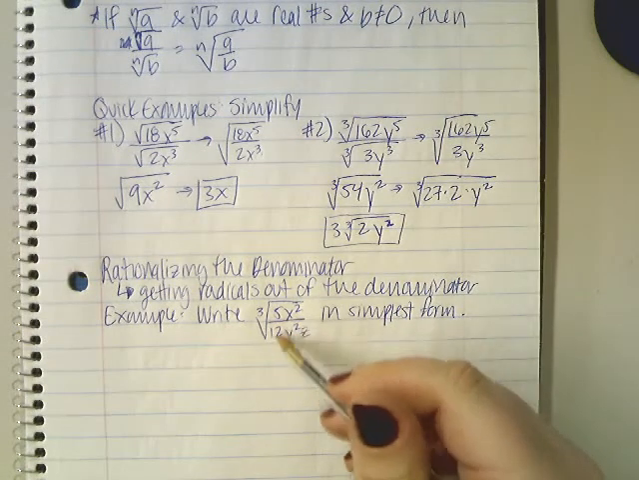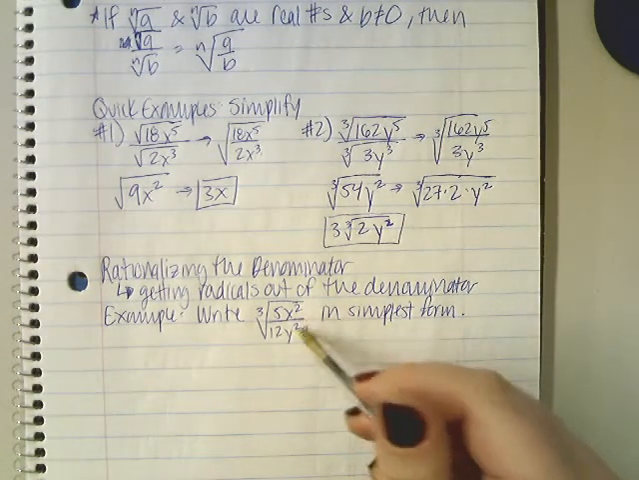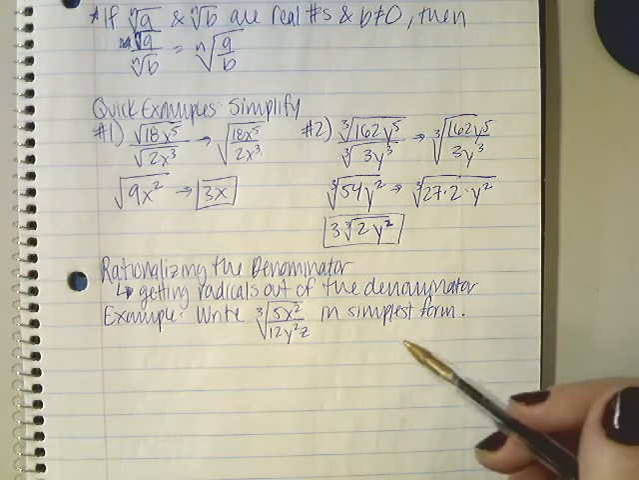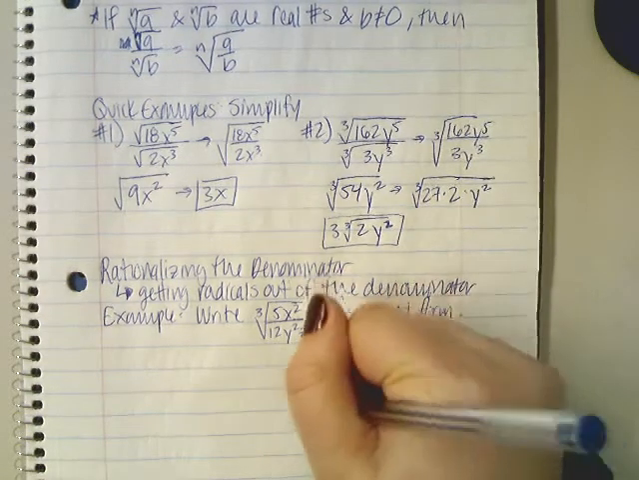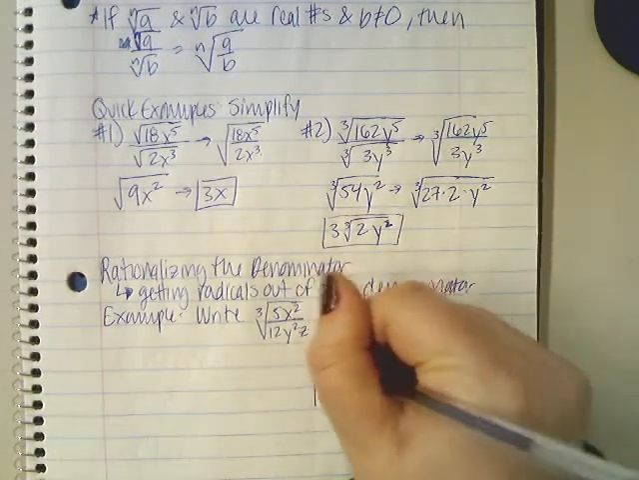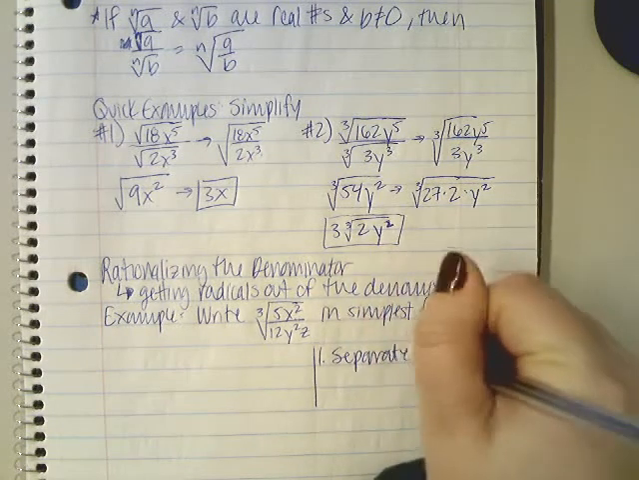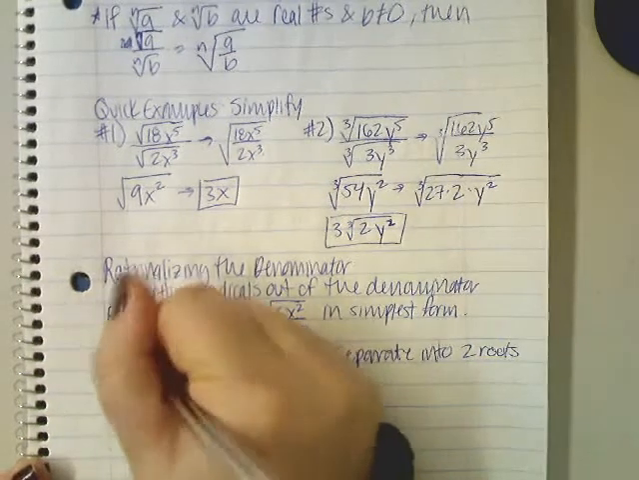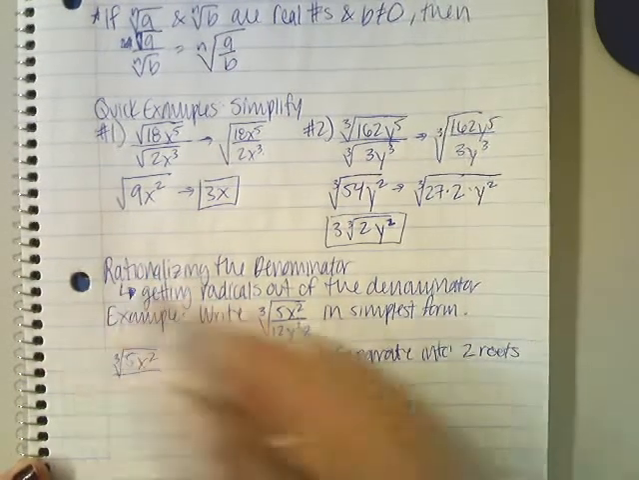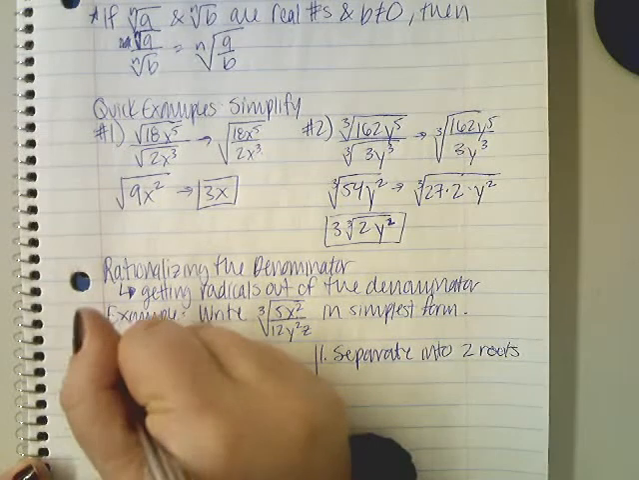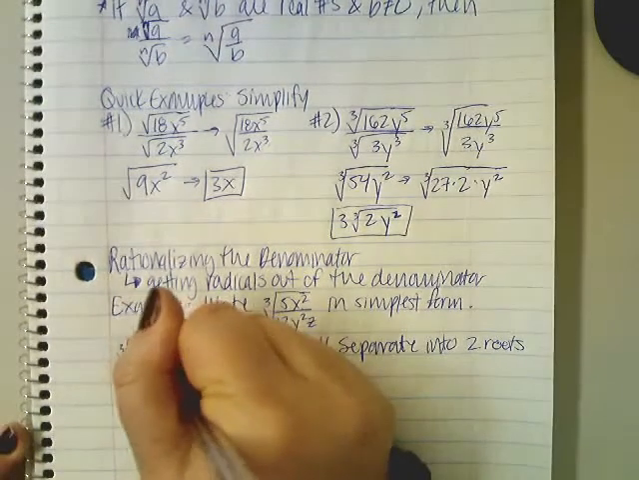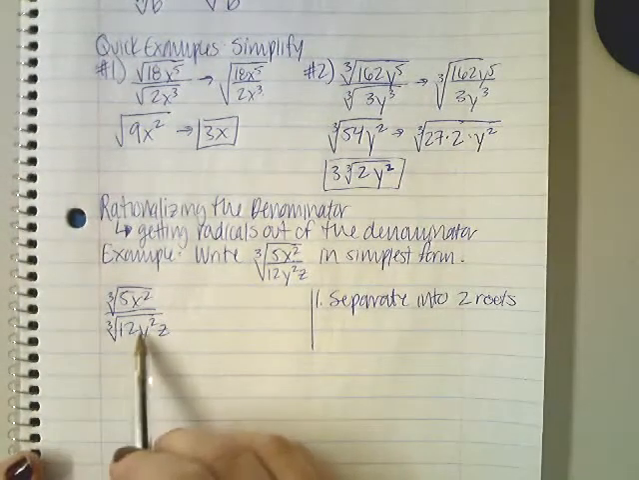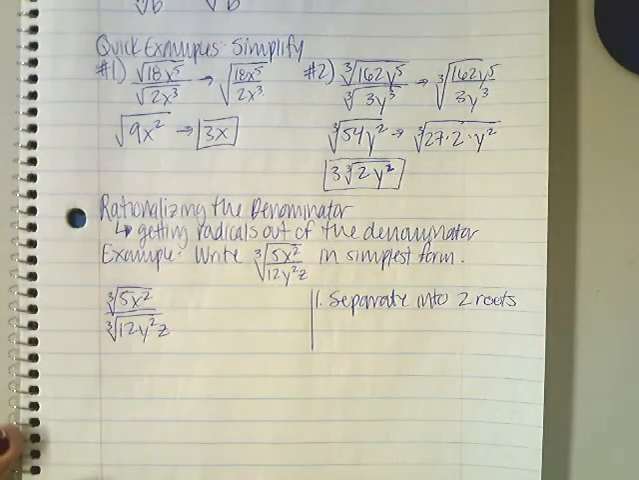As you can see to start, there's nothing I can divide out, or no way to easily get these things out of the denominator. So I'm going to have to rationalize it. The first thing I'm going to do is separate it into two roots. I'm going to rewrite this as the cube root of 5x squared over the cube root of 12y squared z. And now I want to make everything in the denominator into a perfect cube so that when I take the cube root, I can take everything out.